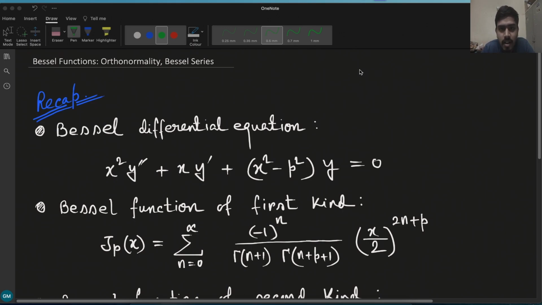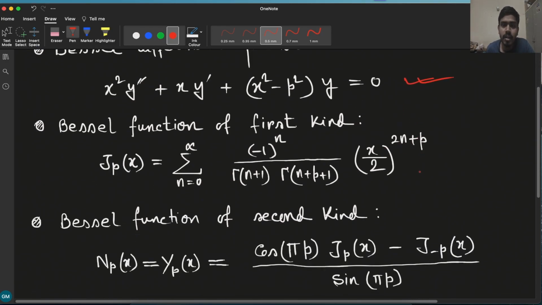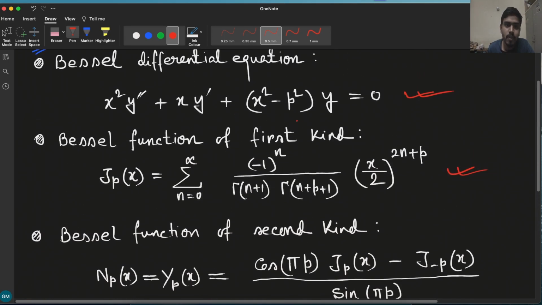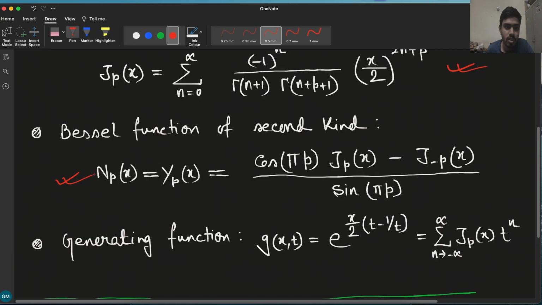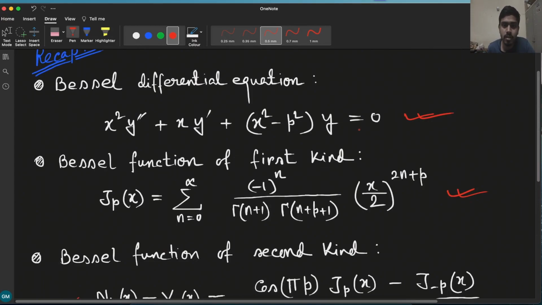But before that, let me summarize what we did in the past few classes. We introduced the Bessel differential equation, which is given by this, and we derived the solution of this Bessel differential equation, that is the Bessel function of first kind. Then we mentioned another linearly independent solution of this Bessel differential equation, and that is the Neumann function or the Bessel function of second kind. And then we talked about the generating function, which is another way of deriving the Bessel functions rather than solving this differential equation.